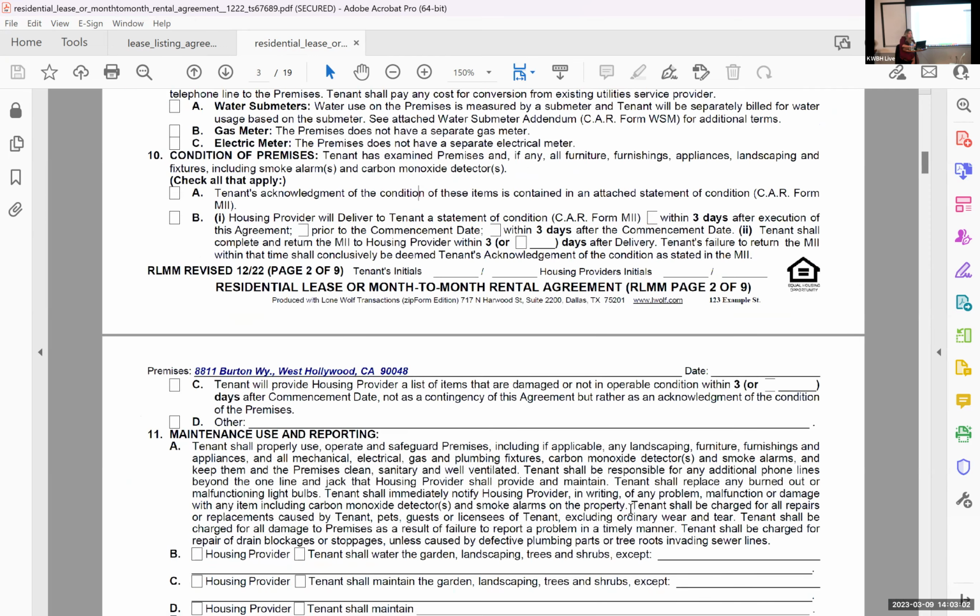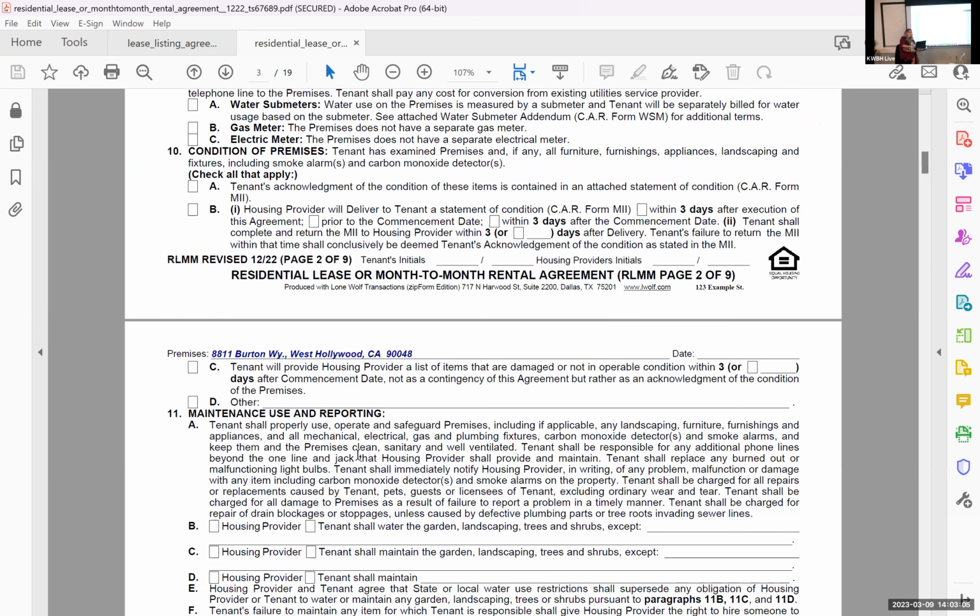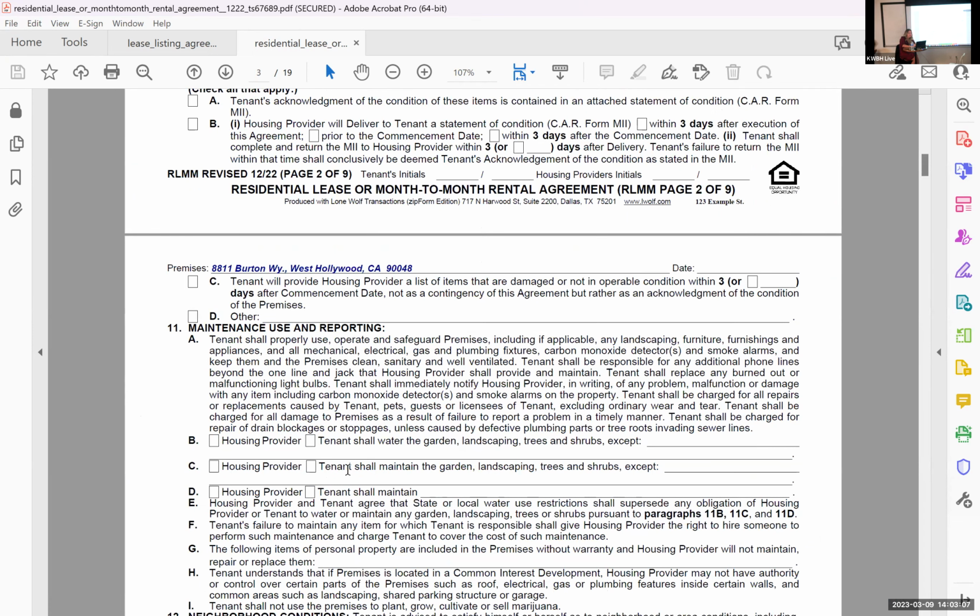Maintenance use and reporting. So again, it goes over maintenance use. I would cover this under utilities, but also maintenance, because there's a difference. The housing provider might pay for the water, but they might not be the one to water it. There might be automatic sprinklers there, but the landlord's not living there. So the tenant is going to be responsible for notifying the landlord if the sprinkler stopped working, right? If the landlord doesn't know about it, they can't fix it. And then all of the landscaping and the grass is going to die.